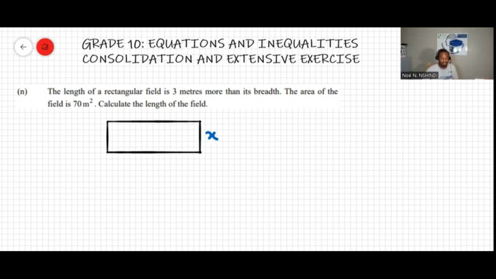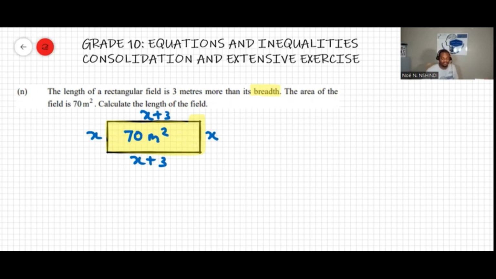In a situation like this, it is better to start by identifying this. Let's just say the length is 3 meters more than the breadth. I'm going to call the breadth x. Okay, and then because this is x, then I can say the length will be x plus 3. Okay, this is x and that's x plus 3. Now they say the area, the space here, is 70 meters squared. Okay, calculate the length of the field.